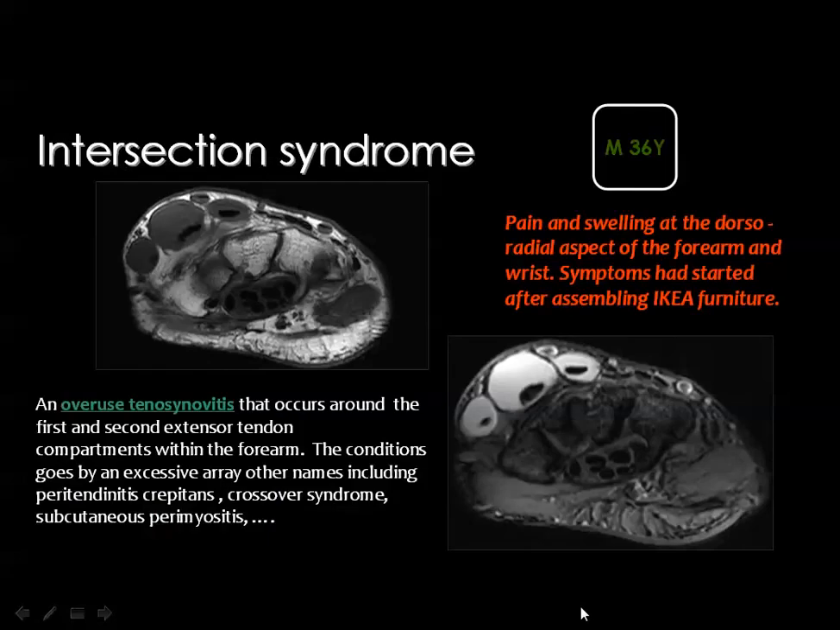This is an example of tenosynovitis of the dorsal tendons. You see fluid signal surrounding the tendons. This is not included, of course, in the causes of carpal tunnel syndrome.